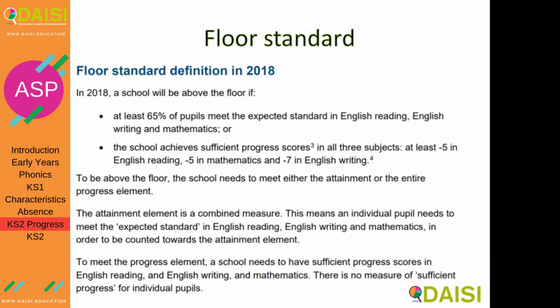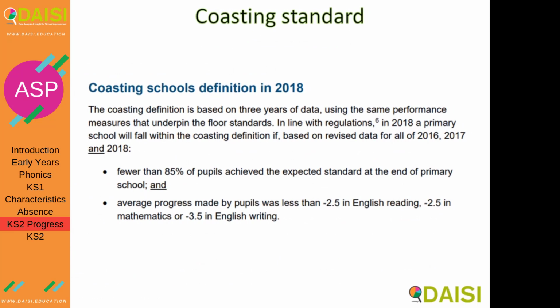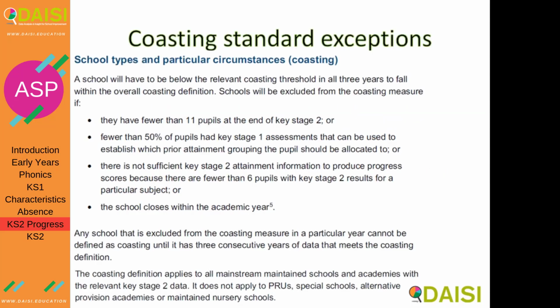There is also the coasting standard. It's not -5, it's -2.5. Not 65%, but 85%. A much tougher standard. However, you only have to pass it once every three years. Now, on the consequences, very few schools are exempt: if you are a very small school under 11 pupils, or if you don't have sufficient Key Stage 1 assessments.